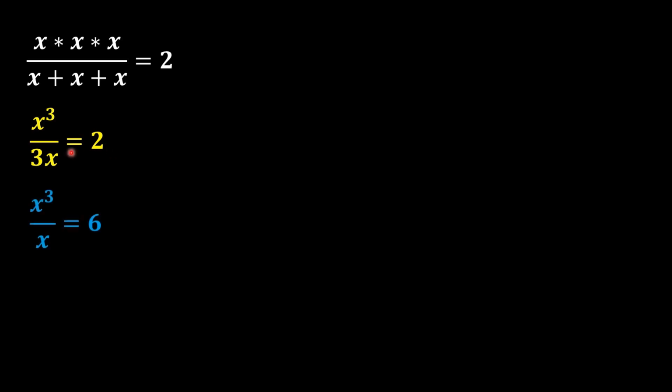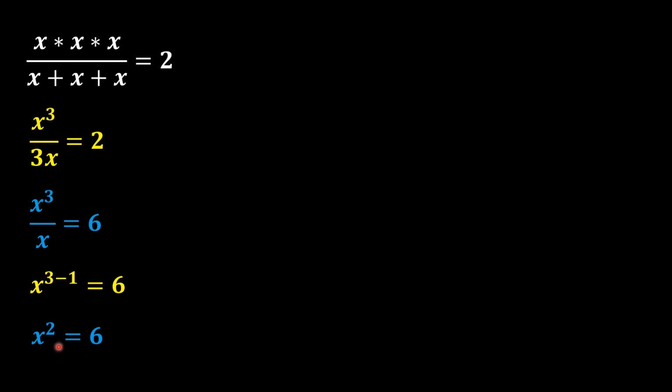Now in the next step we should move this 3 from the denominator to the other side of the equation, to the numerator. As a result we get 6, because 3 times 2 is 6. Now in the next step we apply another basic rule of algebra: if two values are in a fraction having the same base but different powers, then the denominator power is subtracted from the numerator power. So here we apply the same rule. As a result, we get x to the power 3 minus 1 equal to 6. Now, 3 minus 1 equals 2, so we get our new equation: x squared is equal to 6.